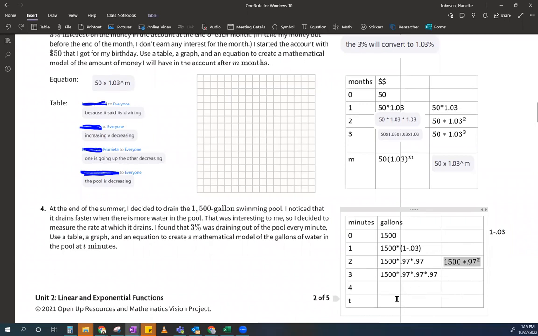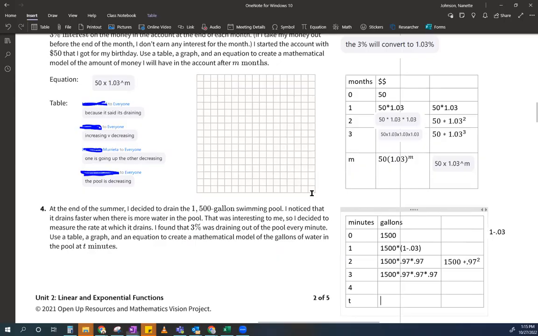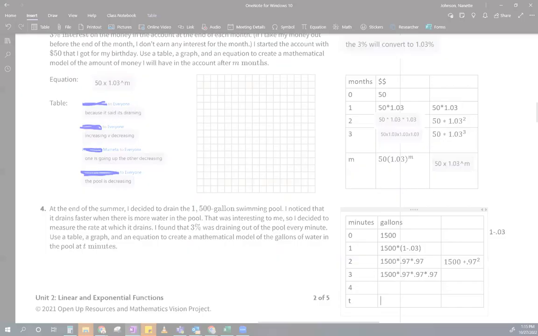So what is your equation here going to be? I've got one person telling me what my equation is here. Ooh, I got 2 people. I got 3. Okay, so let me be lazy and copy this one.